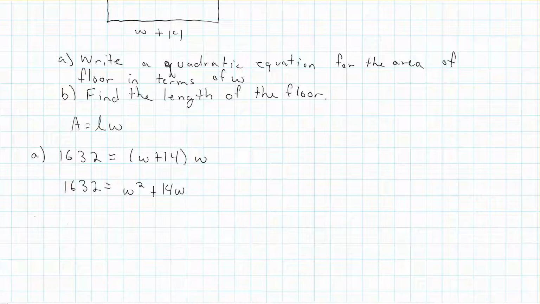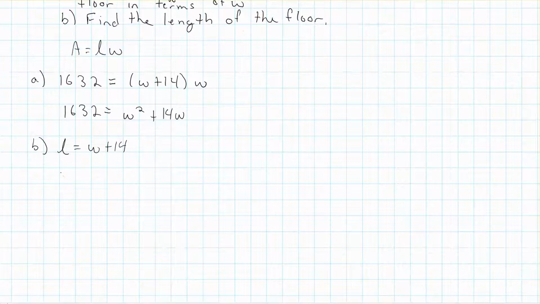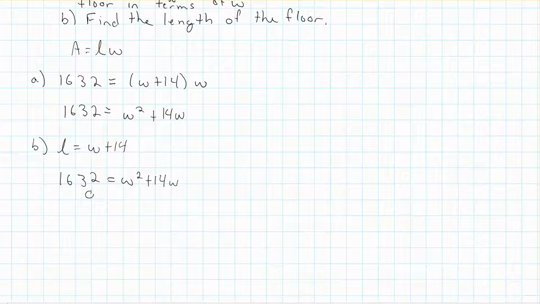Now part B is we want to find the length. Now we know that the length is equal to W plus 14. So in order to find the length, we're going to have to find the width as well. So in other words, we need to solve this equation. But this is a quadratic equation, so we need to use the techniques we know to solve it. So let's move everything to one side, and I get 0 is equal to W squared plus 14W minus 632. Not plus. What would I be doing here? I'd be subtracting from both sides, so it'd be minus 632. That looks better.